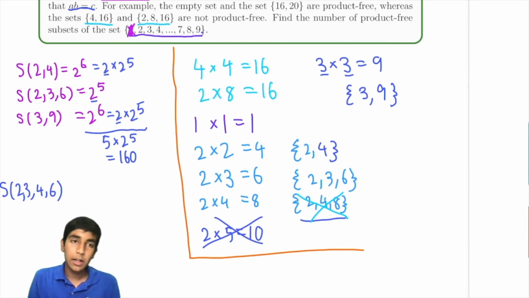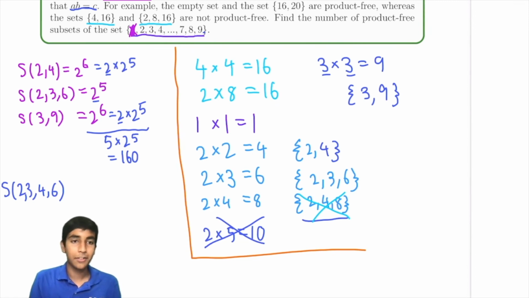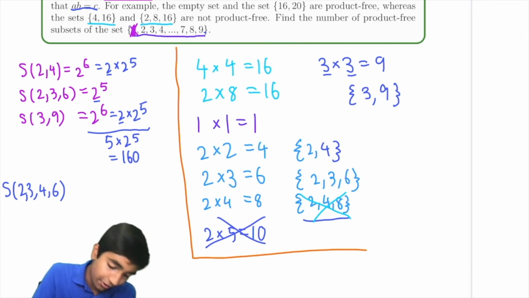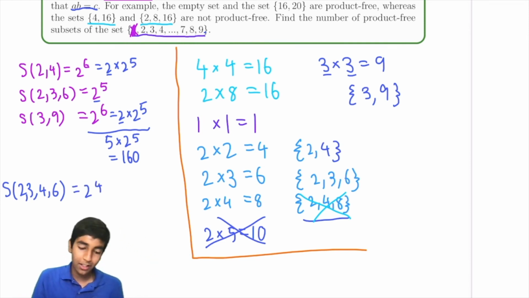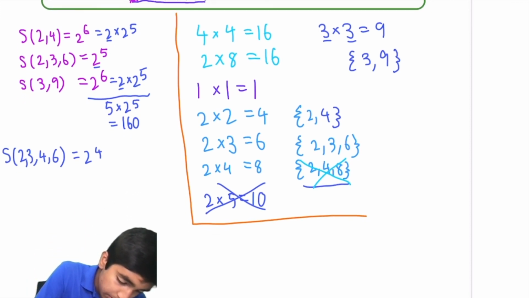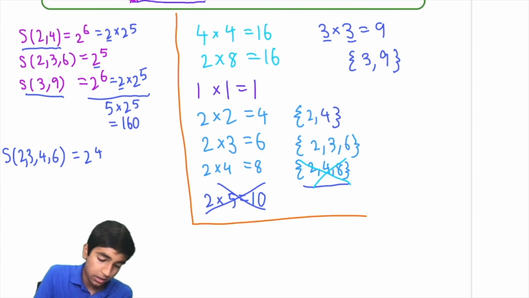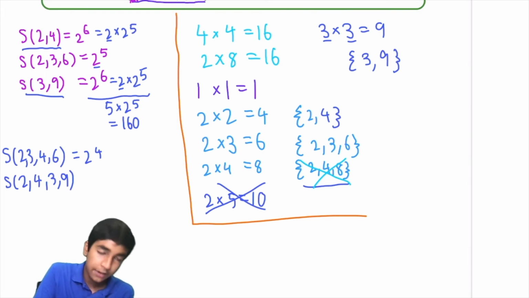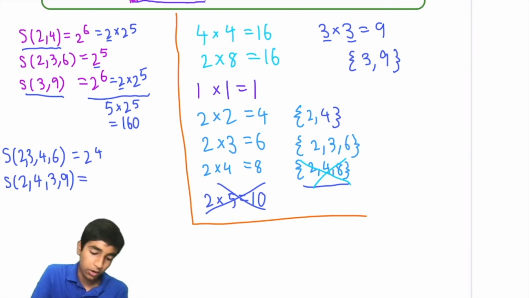So now, how many subsets contain 2, 3, 4, 6? Well, we've just done it. 8 elements, 4 are fixed and have to be in the subset. The other 4 have 2 choices, so 2 to the 4. And we can just keep going like this. Now, what if the subset contains 2, 4 and 3, 9? 2, 4, 3, 9. Again, 4 elements remaining, 2 to the 4.